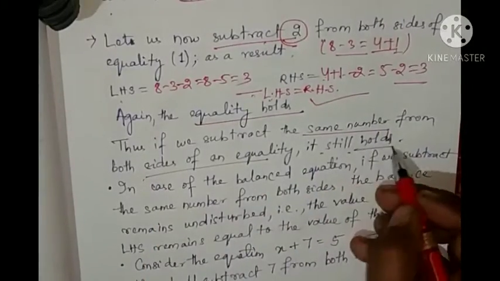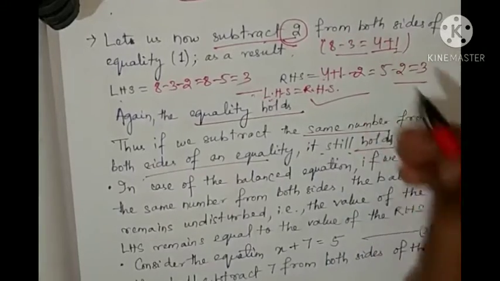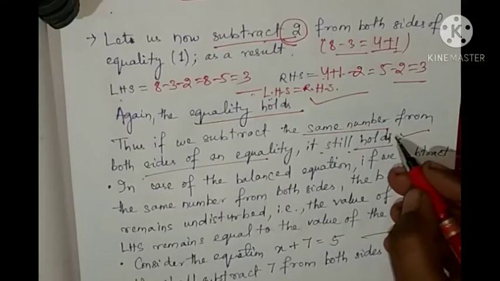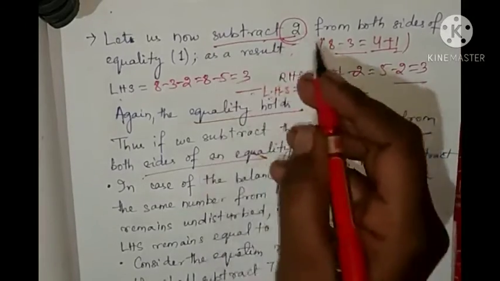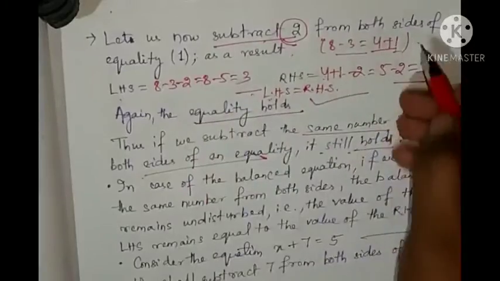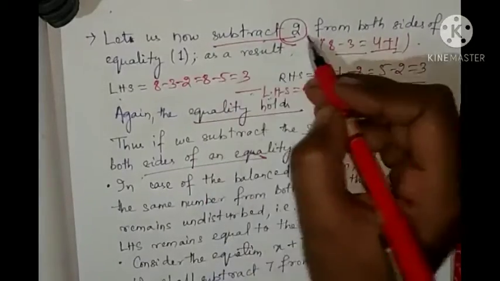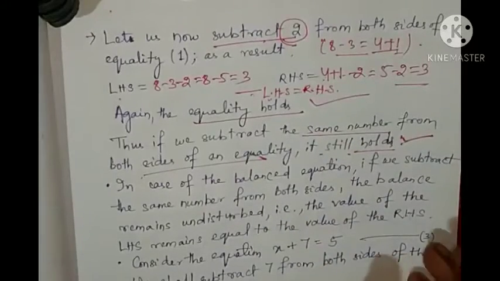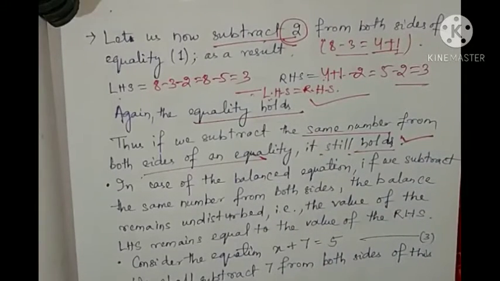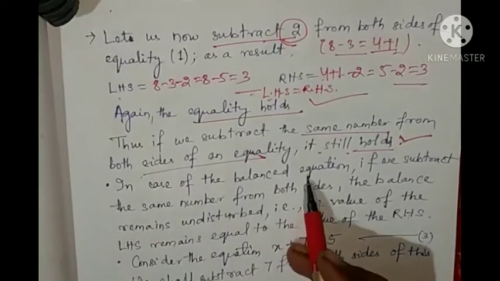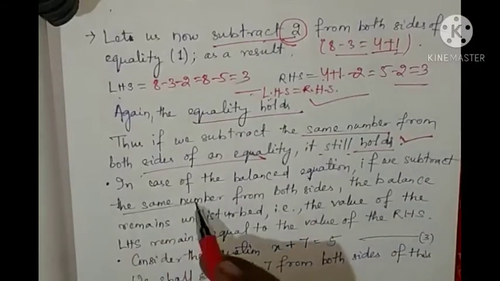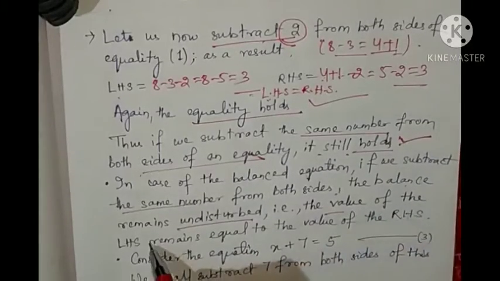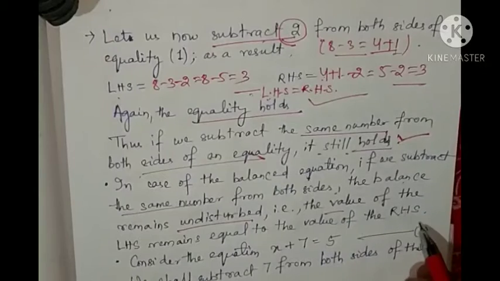Holds means equality was there before, and even now the equality will remain. Okay. So now, subtracting the same number from both sides of the equality, we have gone for subtracting the same number from both sides of the balanced equation. Let's see how it works in a balanced equation. In case of a balanced equation, if we subtract the same number from both sides, the balance remains undisturbed. That is, the value of the LHS remains equal to the value of the RHS.